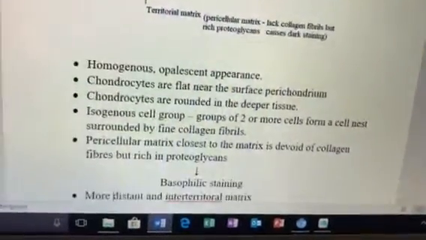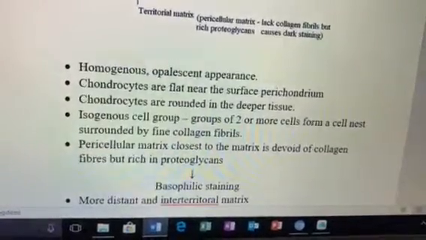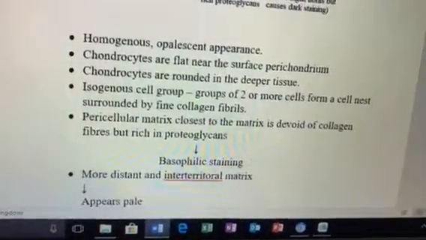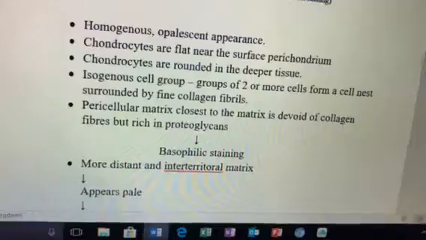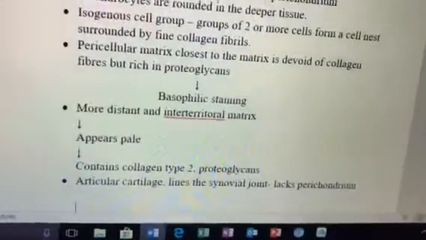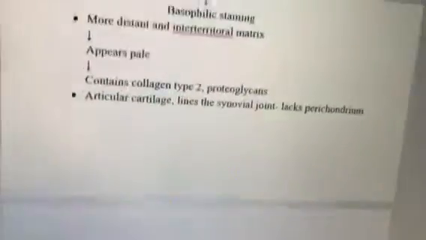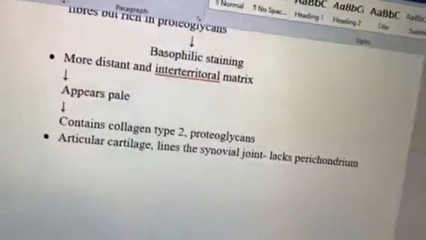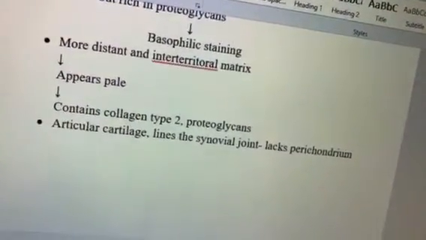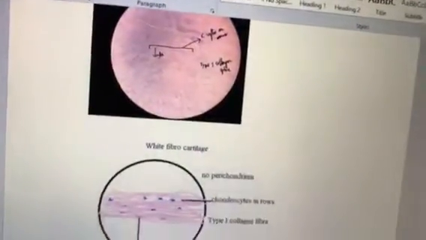Homogeneous, opalescent appearance. Chondrocytes are flat near the surface, rounded in the deeper cells. Cell nest and proteoglycans. That's why it is basophilic staining. Basophilic means blue color staining, and the interterritorial matrix is blue. Everything is explained clearly, so all those things you have to explain.